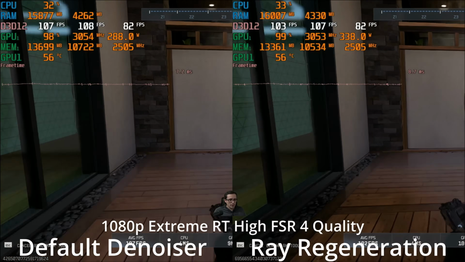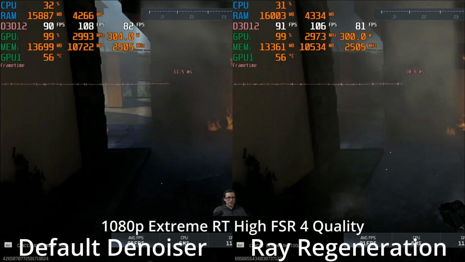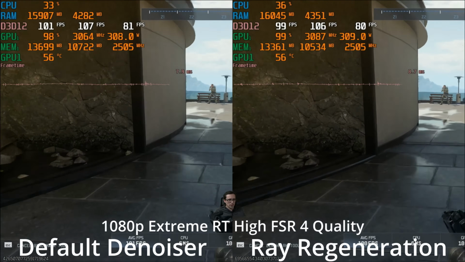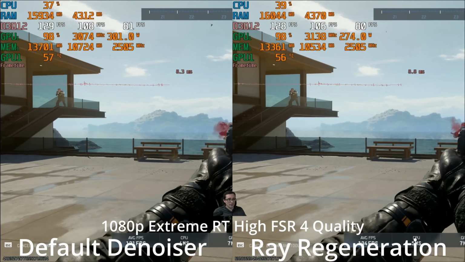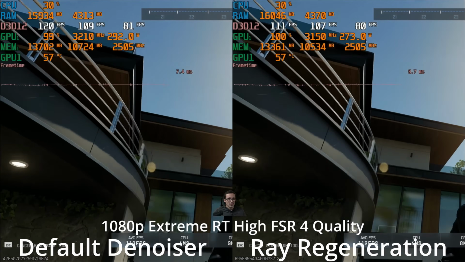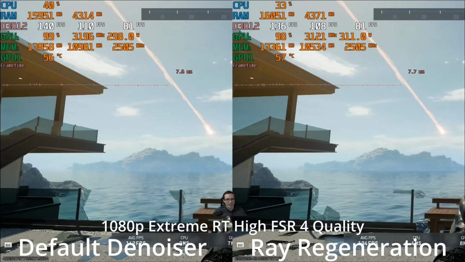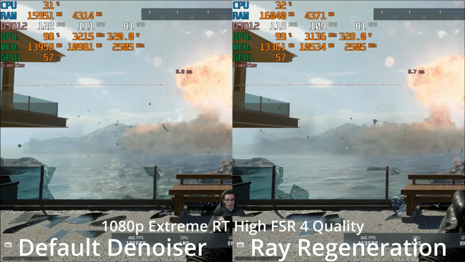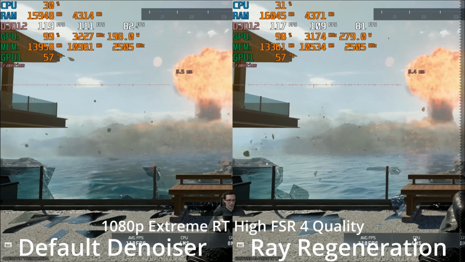And the overall performance here, we're looking at a 2 FPS difference. So ray regeneration slightly heavier now. We dropped down to 1, now back to 2, now back to 1. So yeah, and we're talking at a 100 FPS baseline. So we're talking like a 1 to 2% performance difference at these settings.